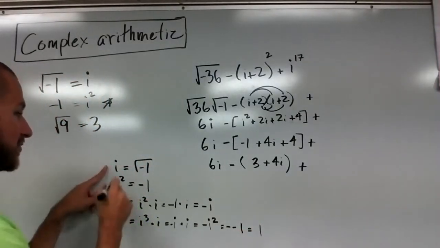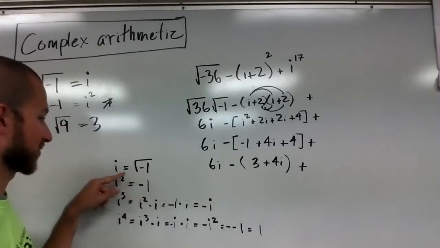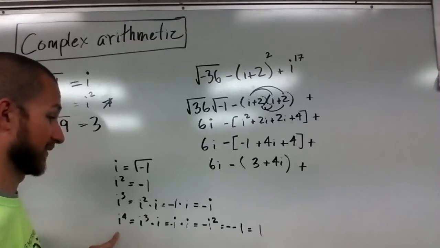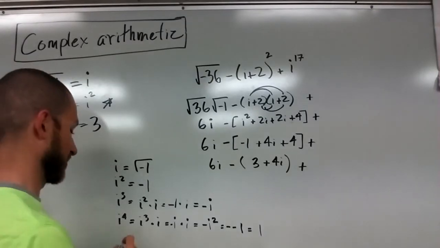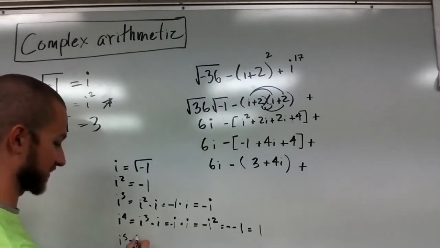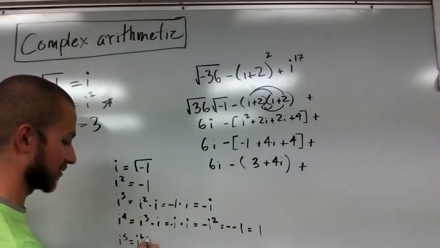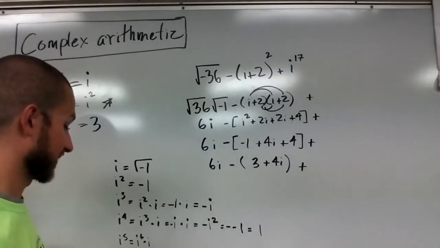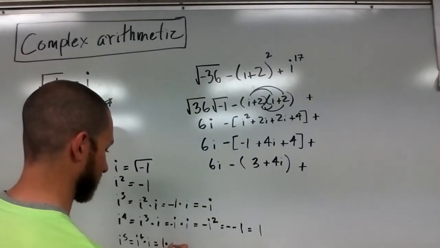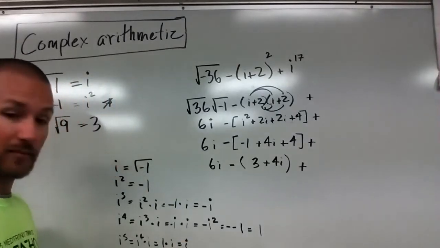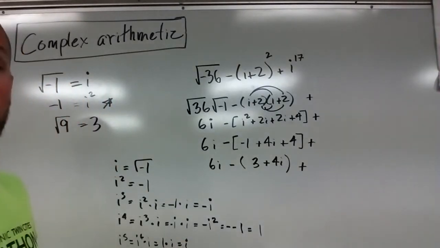So i is equal to the square root of negative 1, so we keep that one as i. i squared is negative 1. i cubed is negative i. i to the 4th is just a positive 1. If we look at i to the 5th, i to the 5th is i to the 4th times i. We just found that i to the 4th is 1, which means that we have 1 times i, which is i. So we're back to where we started.